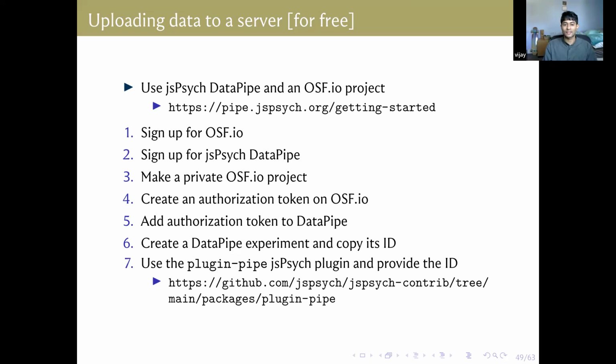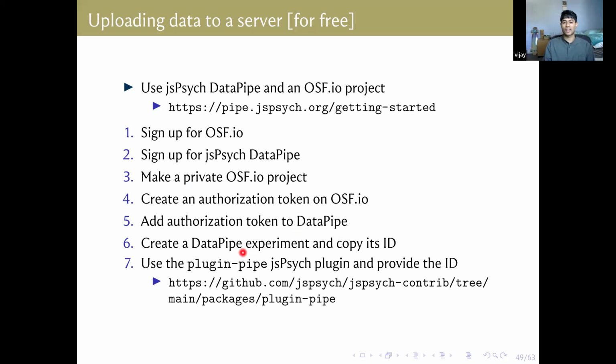So first you sign up for an OSF account. Some of you probably have that already. And then you also make a DataPipe account. What jsPsych DataPipe is, is a service that just shuttles your data. It takes your data and says, okay, OSF, here it is. That's all it does. So you make a private OSF project, and then you create something called an authorization token. It's just a line of text. You copy that and paste it into DataPipe, and now DataPipe is authorized to add files to your OSF project.